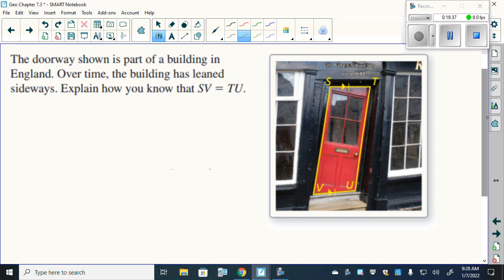The doorway shown is part of the building in England. Over time, the building has leaned sideways. Explain how you know that SV is equal to UT. We want to know, how do we know that these two here are equal?